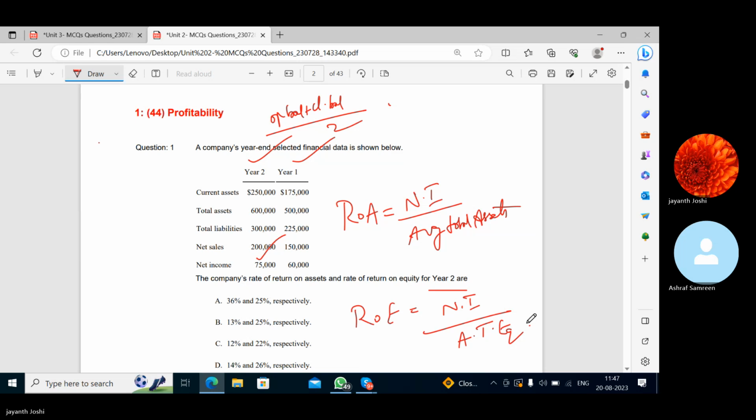I'm waiting. Return on equity 13.6%. Okay. What about return on assets?